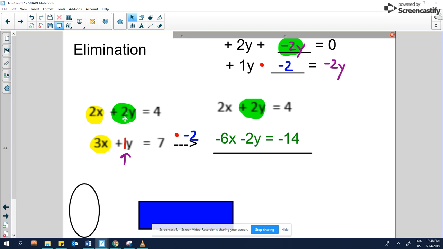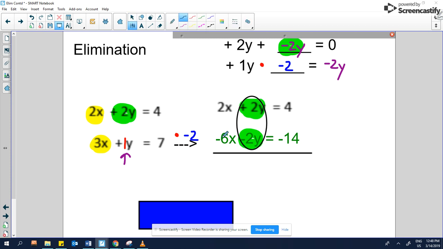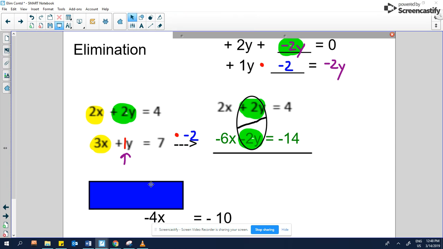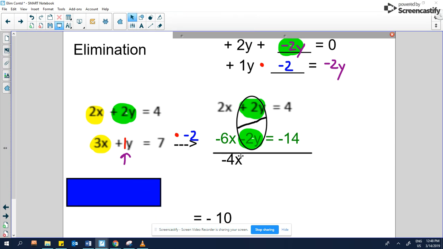And so then this is what I want you to notice. Positive 2y and negative 2y become 0. That's what this is. That's what the oval is, to show 0. That is gone. And then when you add the other parts together, you get negative 4x for 2x plus negative 6x. And you get negative 10 for positive 4 plus a negative 14.